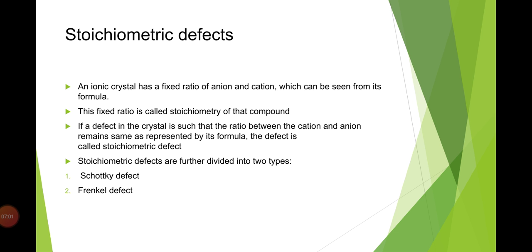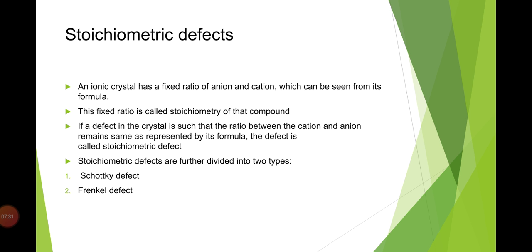A stoichiometric defect is actually about the ratio between the cation and anion, and we see it in the formula of the specific compound. Like sugar has C6H12O6, it has its own ratio, 6 to 12 to 6. And like acetic acid, formula CH3COOH, it also has a specific ratio.